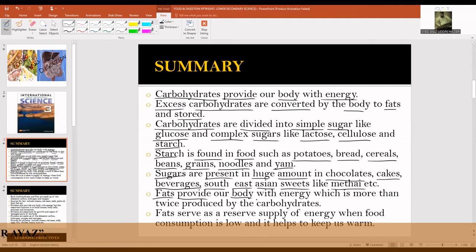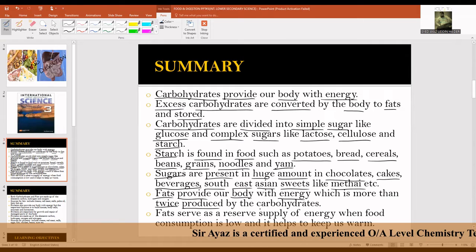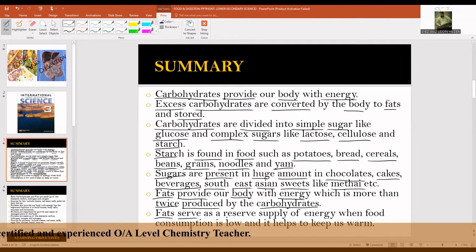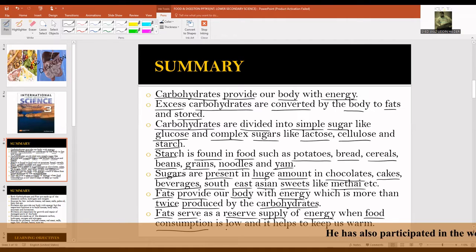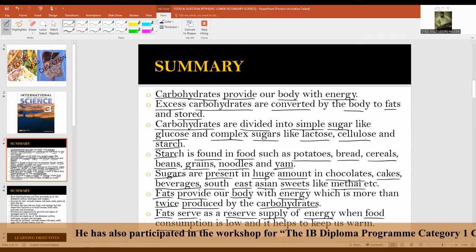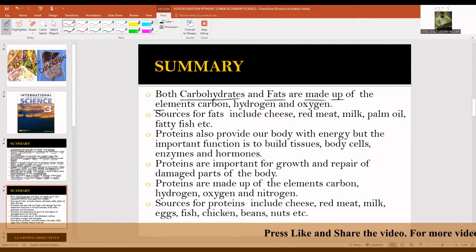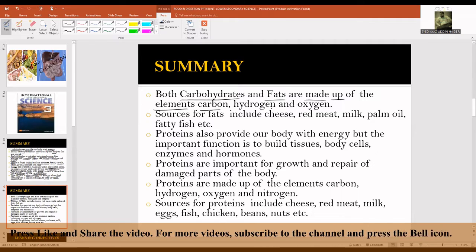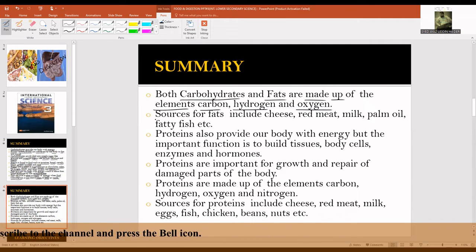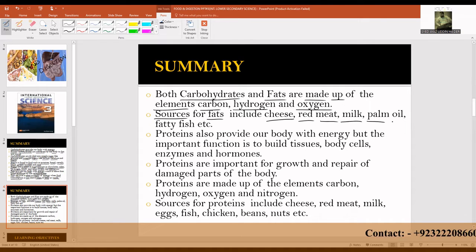Fats provide our body with energy which is more than twice produced by the carbohydrates. Fats serve as a reserve supply of energy when food consumption is low, and it helps to keep us warm. Both carbohydrates and fats are made up of the elements carbon, hydrogen, and oxygen. Sources for fats include cheese, red meat, milk, palm oil, fatty fish, etc.